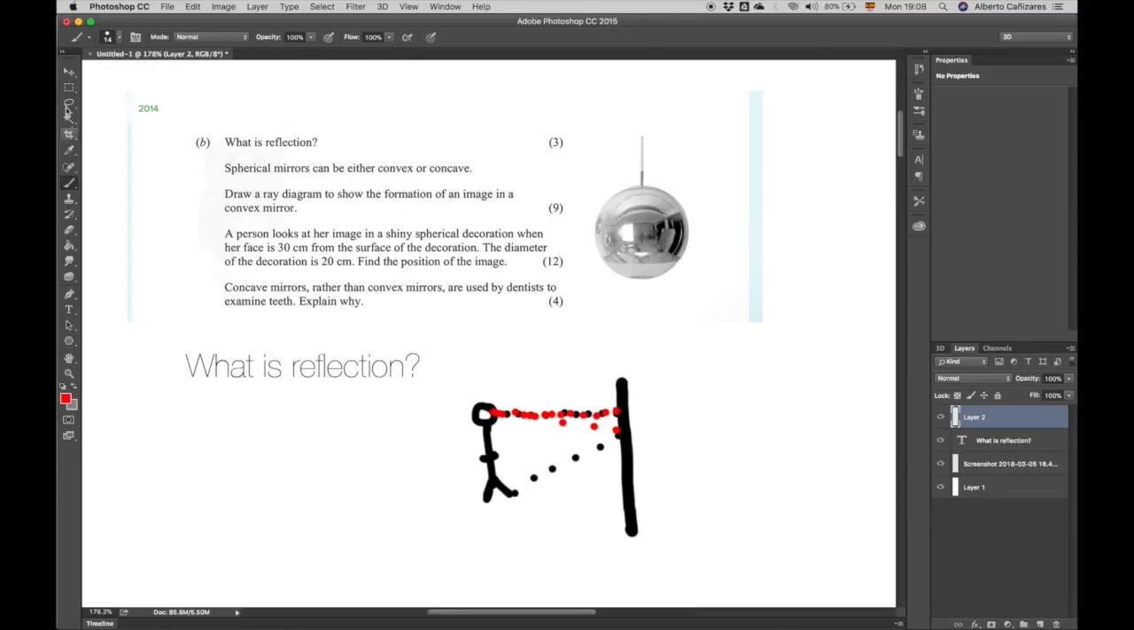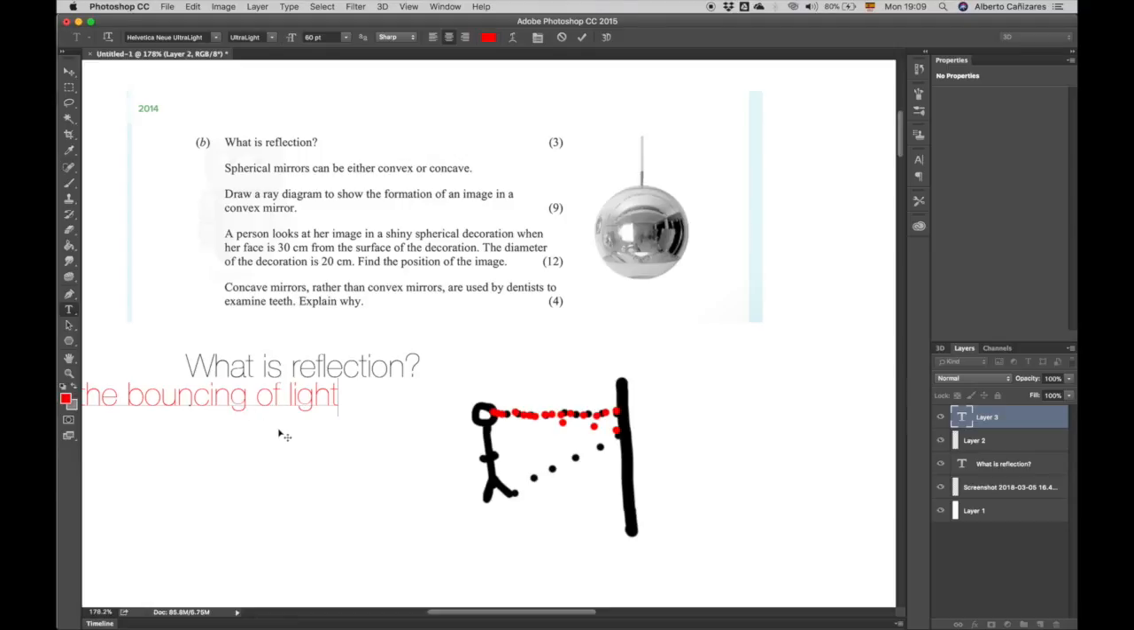So therefore, what is reflection? Well, if we can think of this as a ball bouncing on a wall, we can see that light is just reflecting, right? So it's just bouncing. So it's the bouncing of light, okay, it's the bouncing of light off a surface. Right? So light bounces off a surface and therefore reflects.